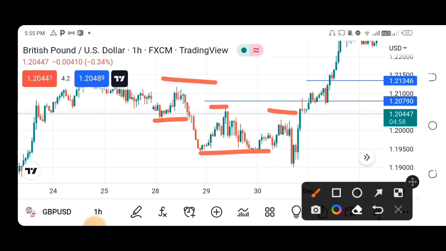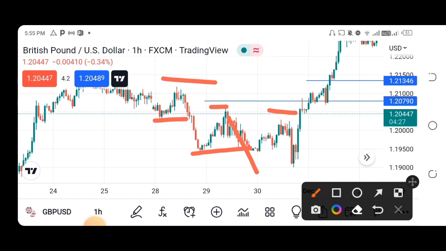An example is this. This is not a valid structure, because this low did not break this previous low, so it's not valid. It needs to break this. So you need to see it break this previous low before you can consider the previous high valid, right?